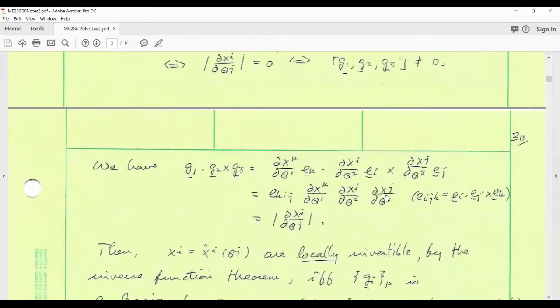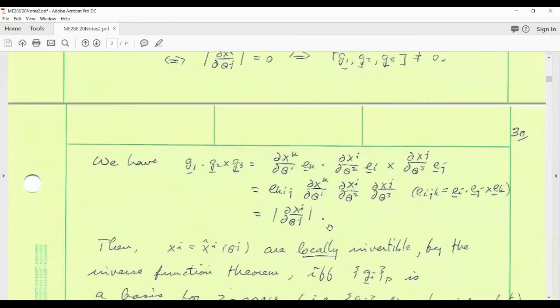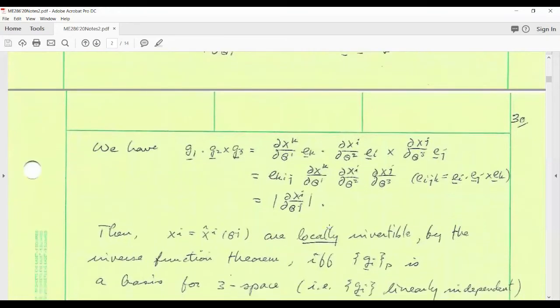times these partial derivatives. If you expand this out, a triple sum on k, i, and j, you will find that you simply have the formula for the determinant of the 3x3 matrix of partial derivatives of x_i with respect to θ^j. So for the G's to constitute a basis, they have to be linearly independent, which means the scalar triple product should be non-zero, if you recall.